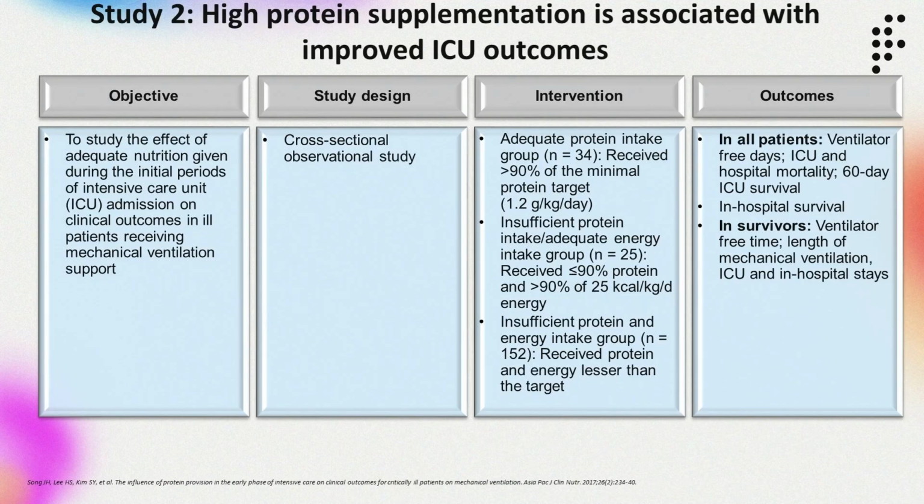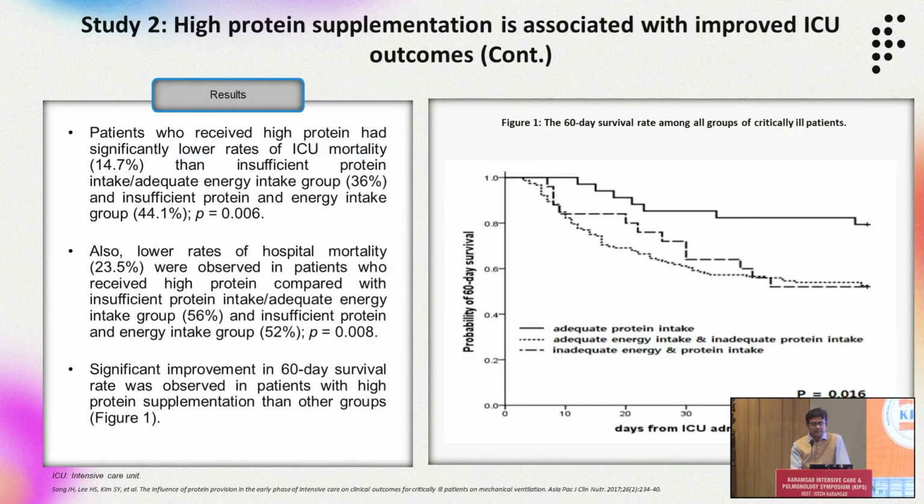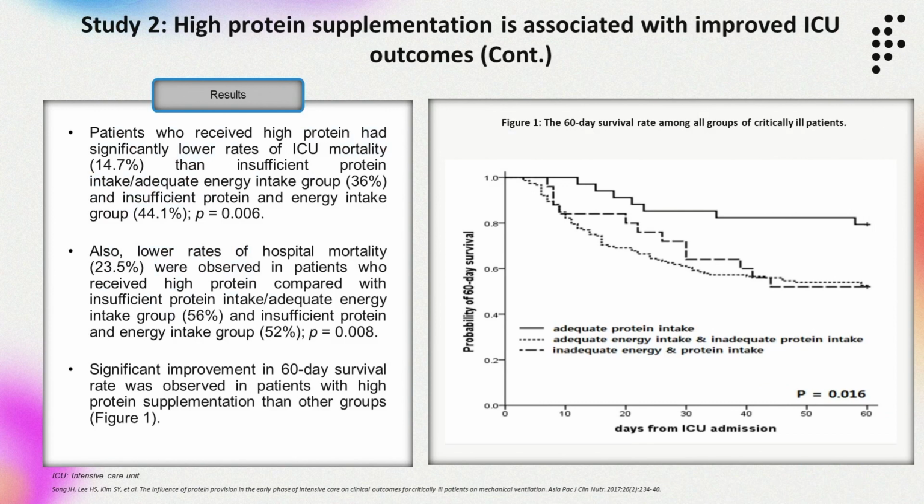High protein supplementation is associated with improved ICU outcomes. There are so many studies available for this, and other studies also say high protein supplementation is associated with improved ICU outcomes. So high protein requirement here suggests 1.5 to 2, or maximum 2.5 gram per kilogram per day.